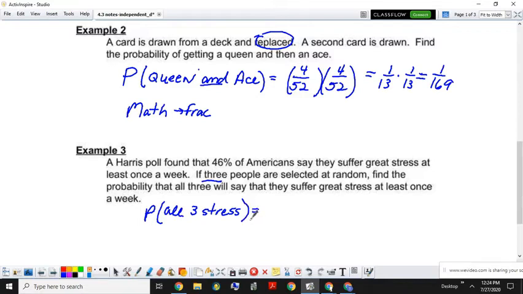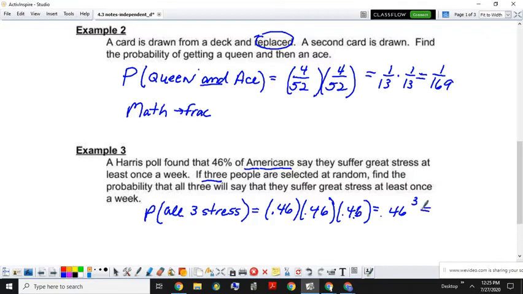Okay, so if you randomly select from a large population, every single person that you select is independent of each other. You're not selecting from a small group of people in a doctor's office or a classroom. This is generally saying all Americans. You can assume that each one of those Americans, if randomly selected from the United States, would be independent of each other. So the first person that would be stressed out, 46%, second person, third person. Basically, it's just 0.46 to the third power.